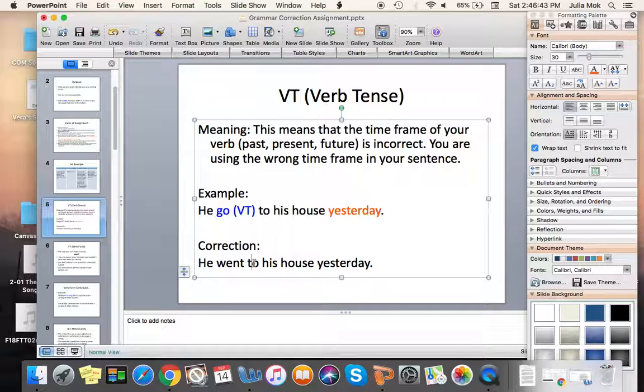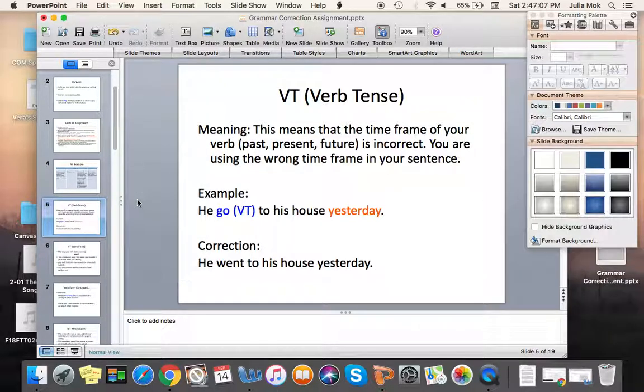This is a very simple example, but you get the idea that if you have a VT error, that means whatever verb you used, you really meant to put past, but you said present. You meant to put future, but you said past, or something like that. So look at the time frame that you're talking about in your sentence to correct this kind of error.